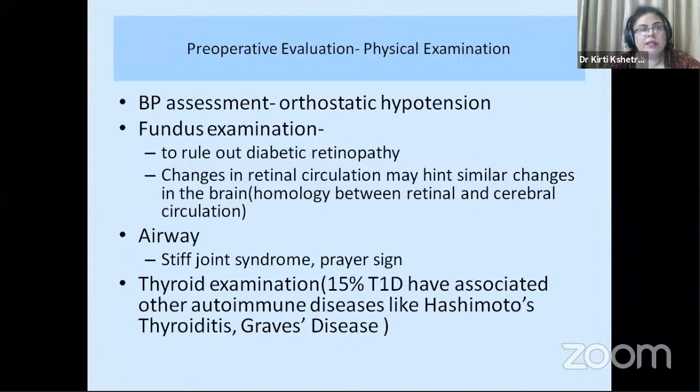Now, coming down to the physical examination, apart from all the regular examination, blood pressure assessment becomes a very important part of the preoperative examination, along with fundus examination to rule out diabetic retinopathy. Moreover, changes in the retinal circulation may hint at similar changes in the brain, as there is homology between the retinal and cerebral circulation.